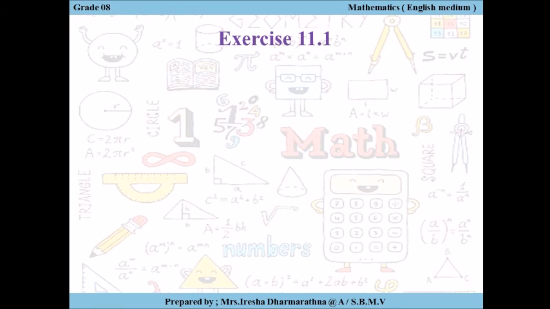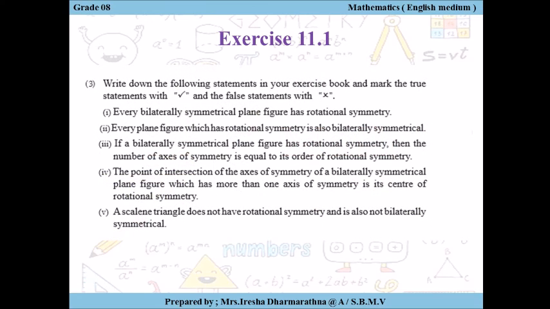Now we move to exercise 11.1. From that, I have selected the third question. Let's see. Write down the following statements in your exercise books and mark the true statements with a correct sign and the false statements with a wrong sign. First one. Every bilaterally symmetrical plane figure has rotational symmetry. It is correct.